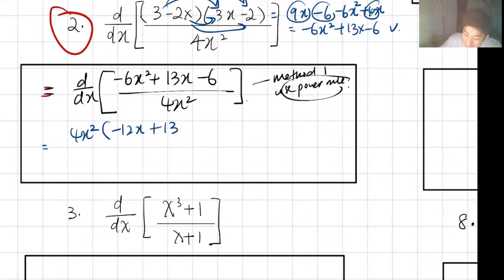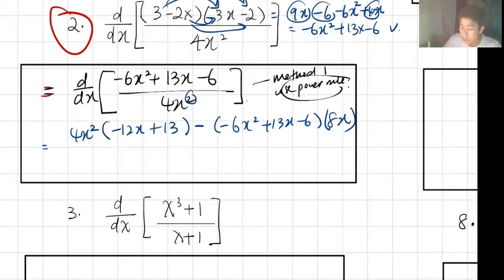So basically I copied the bottom and differentiated the top. Then I minus. Don't forget, in the quotient rule it is a minus, in the product rule it is a plus. Now I copy the top, minus 6x squared plus 13x minus 6, then differentiate the bottom. I get 8x, because 2 brought forward times 4 gives 8, and the power 2 minus 1 gives power of 1.